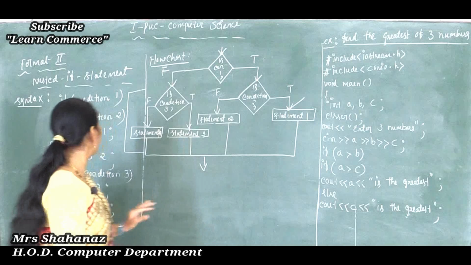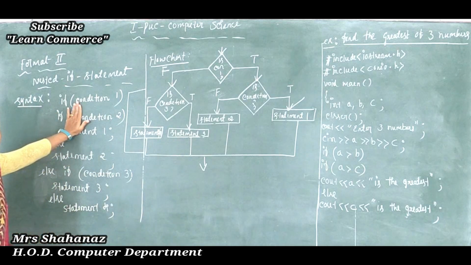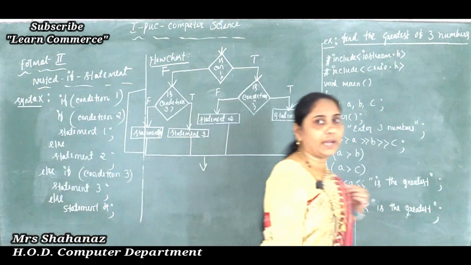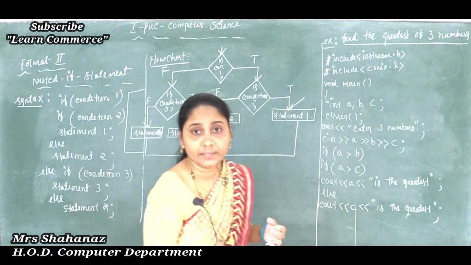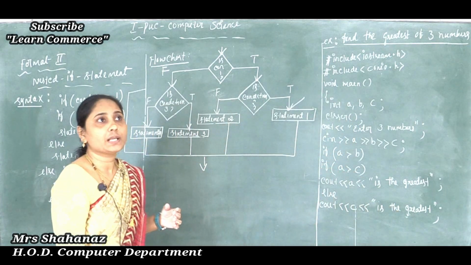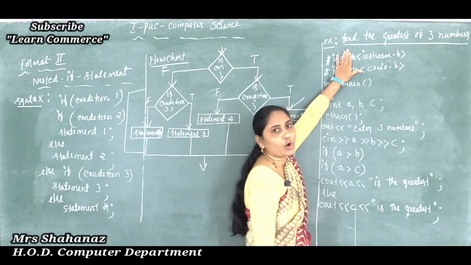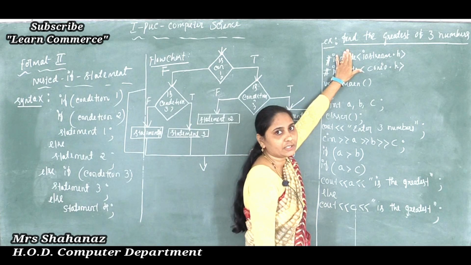Nested if means an if condition enclosed within another if condition. Such an if condition is called a nested if statement. Now, by using one program, we are going to find the greatest of 3 numbers. So, find the greatest of 3 numbers.